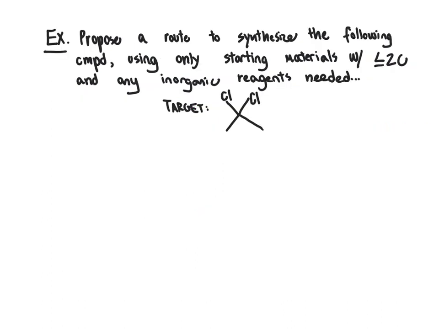We'll then try another example problem here, where we're asked again to propose a route to synthesize the molecule shown below, using only starting materials that have 2 or fewer carbons and any inorganic reagents that we need along the way. So let's look at how we would go about making this molecule. You're encouraged to hit pause and see if you can come up with a route.